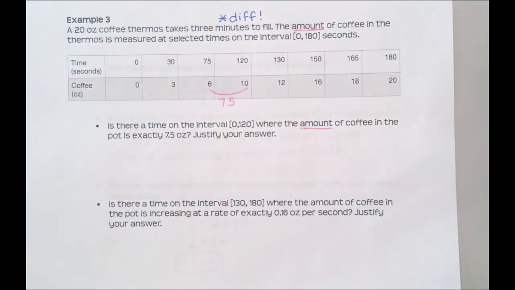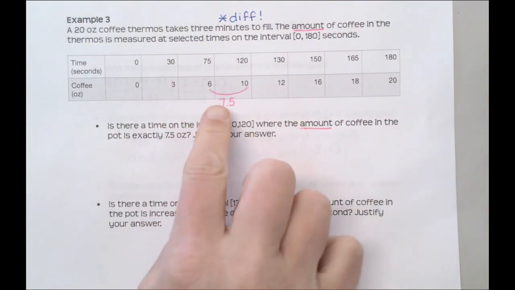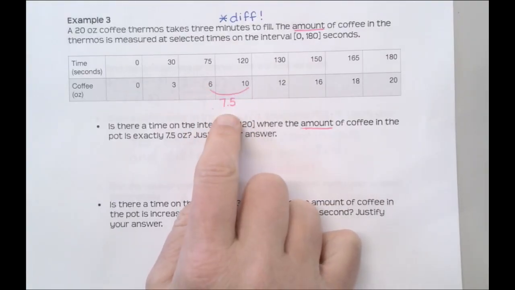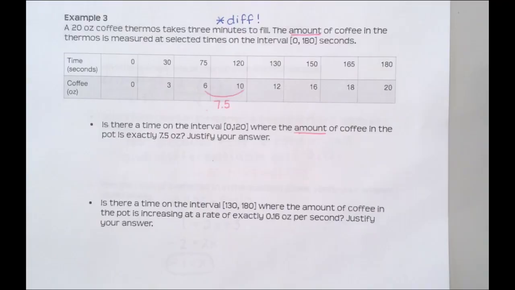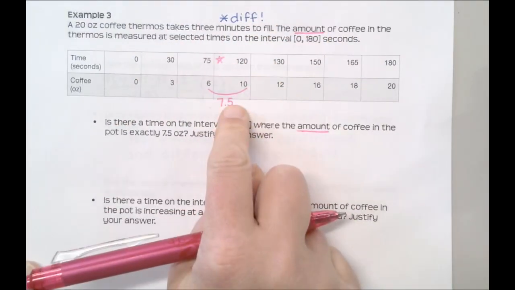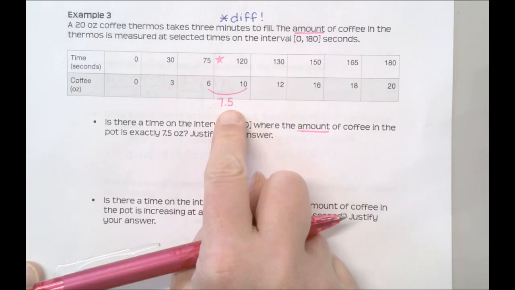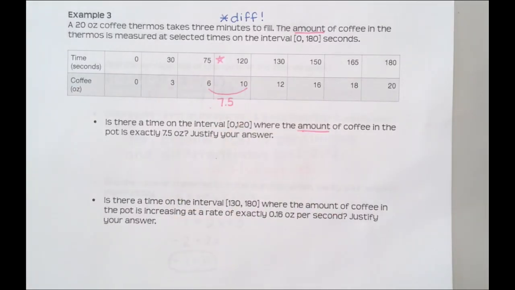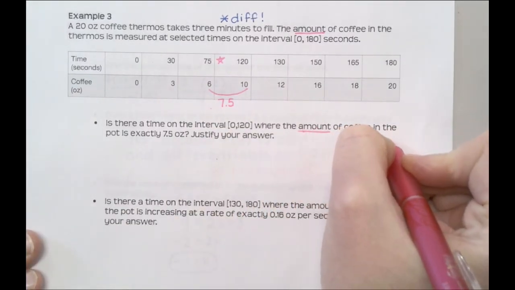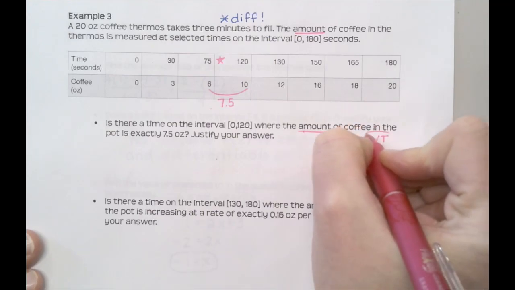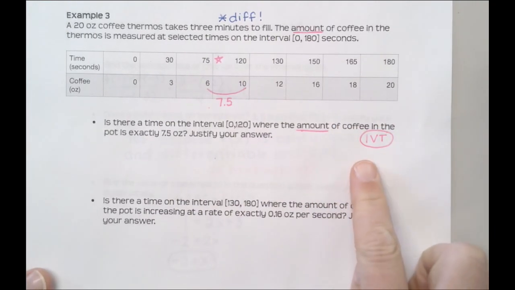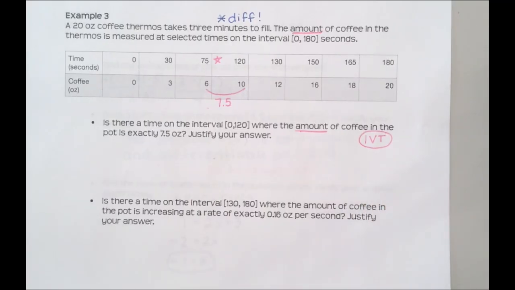That's using the IVT, right? If we know that our value falls between these two y values, then we know there must be a place, there must be a value up in here someplace where I can say that the exact amount of coffee is 7.5 ounces. So I'm using the IVT here. Don't technically have to name the theorem, but I'm putting it here for your benefit so you understand what I'm doing. We have to think about the conditions for IVT, okay?